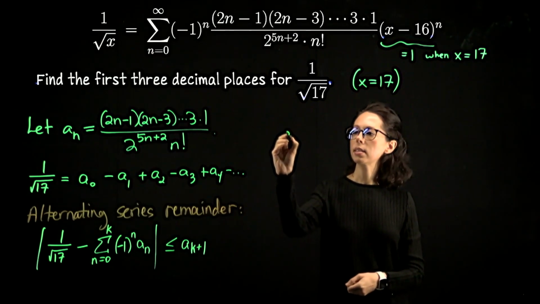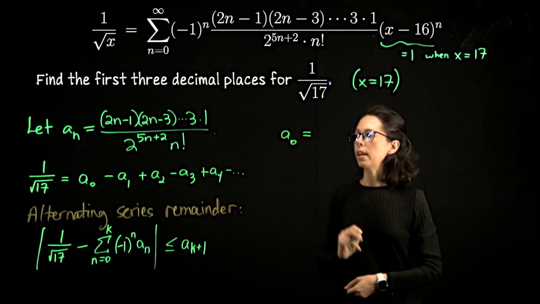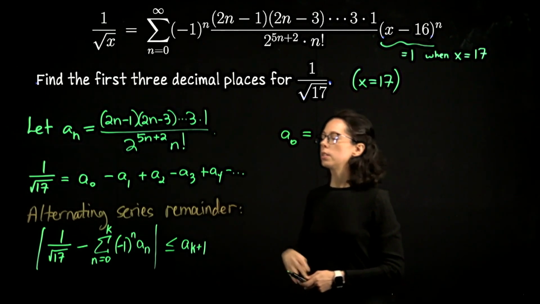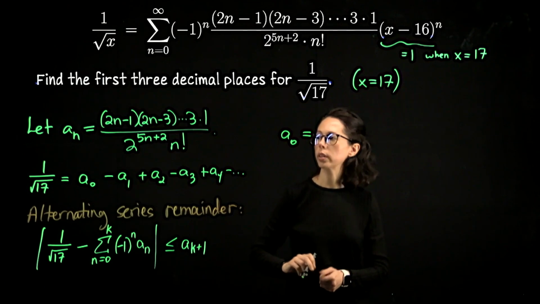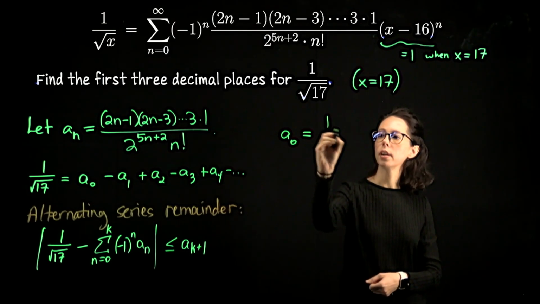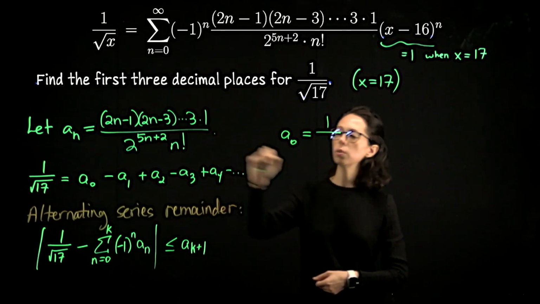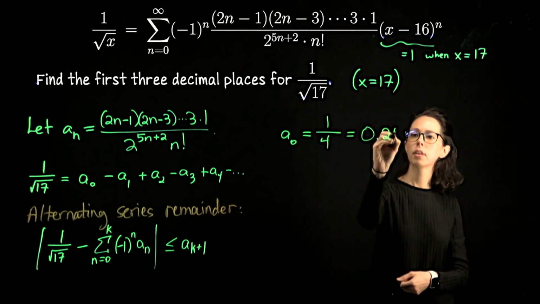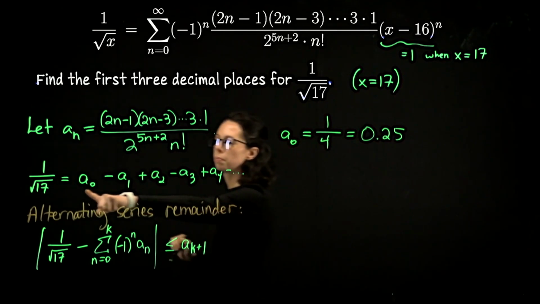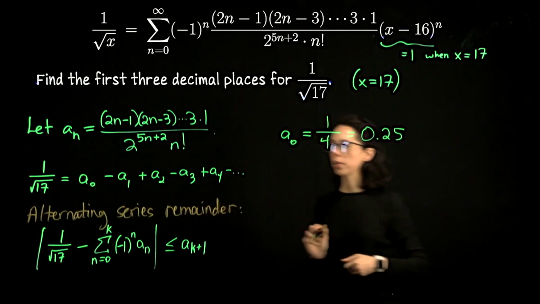I'm going to say, what is a sub 0? That's when n equals 0. So this part is actually just going to be 1. And then we have 2 squared times 0 factorial, which is 2 squared times 1. So it's 1 over 2 to the 2, so 1 over 4. Overall the answer is 0.25. So that's the first term in the series calculation for 1 over the square root of 17.